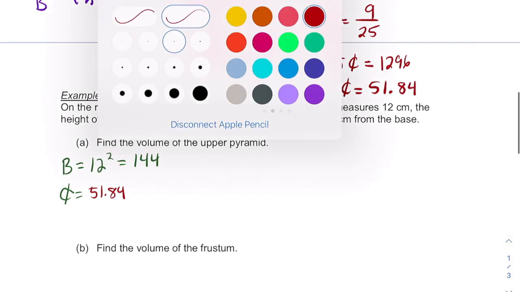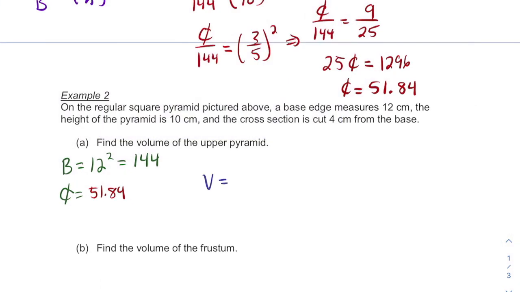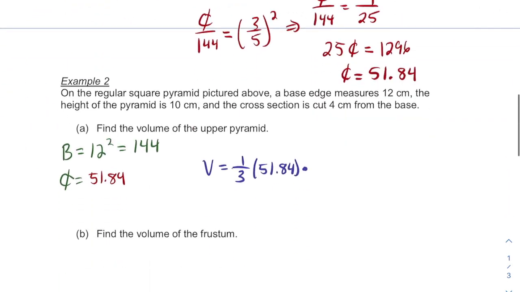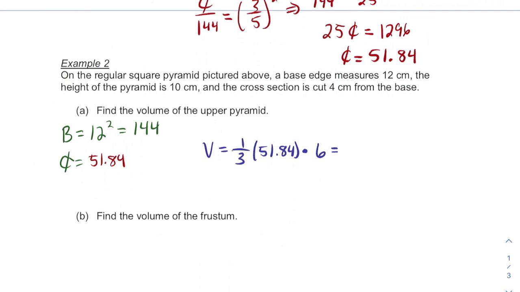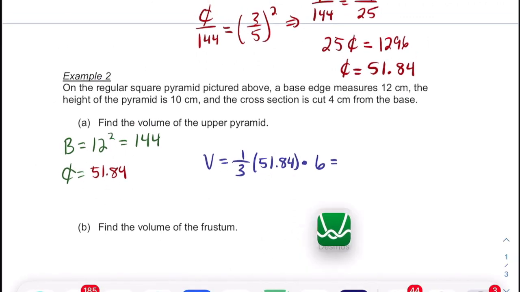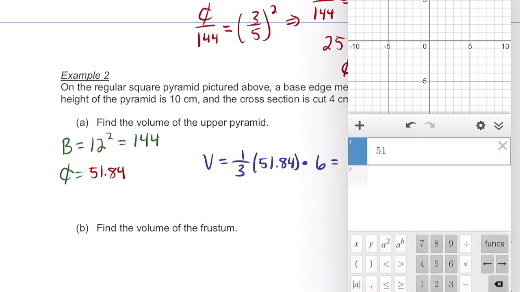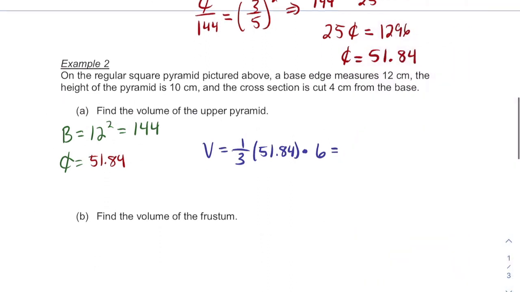So then that makes the volume of this upper pyramid come out to be, don't forget our 1/3, that's important, 1/3, the area of the base, 51.84, times the height of 6. And so then if we multiply that together, that becomes 51.84 times 6 divided by 3. That's 103.68. And then they gave us some units, so we're going to call this cubic centimeters.